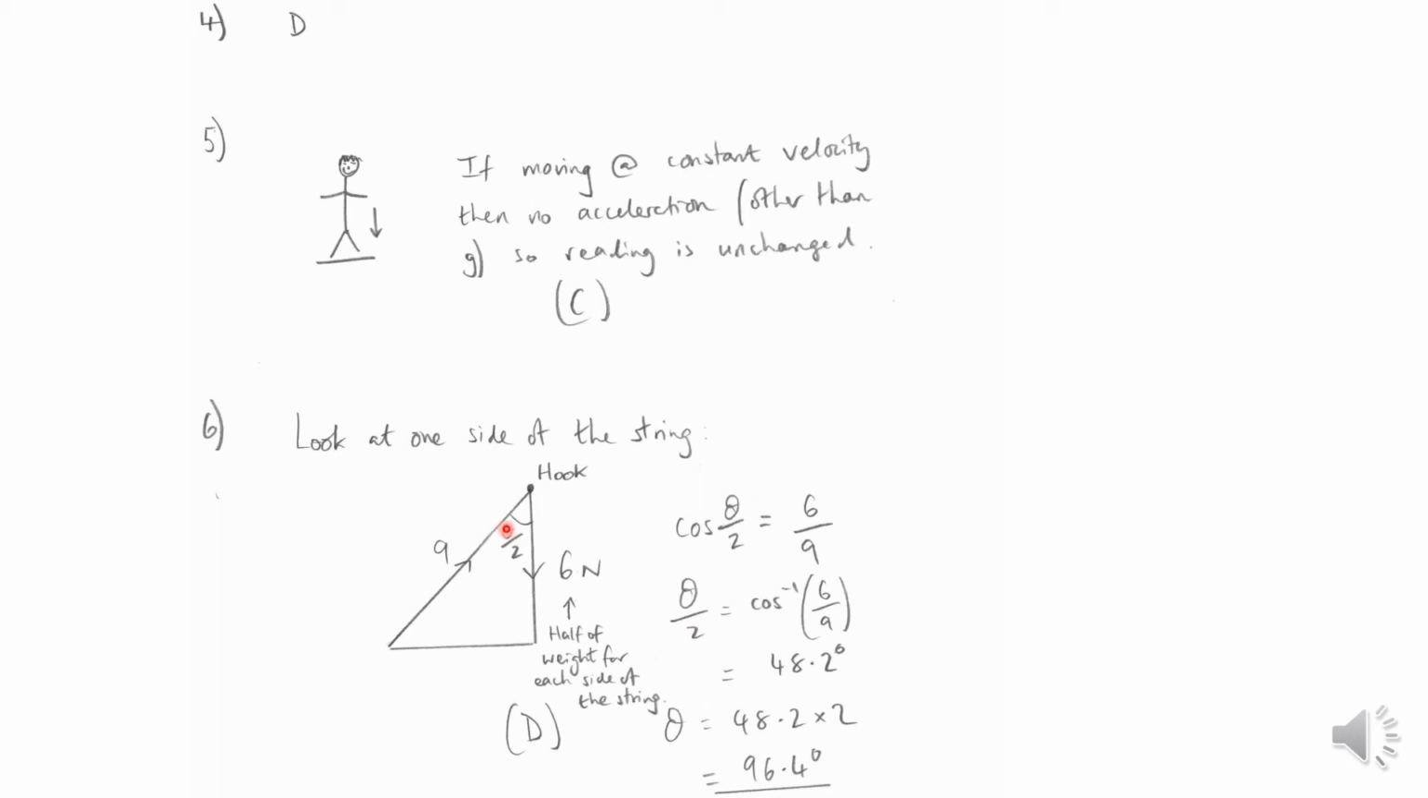So if you work out that angle, its cos is adjacent over hypotenuse, 6/9. We rearrange this equation, so cos to the -1 of 6/9 is 48.2, and that's half of the angle we're trying to work out, so 48.2 times 2 is 96.4, which is answer D.